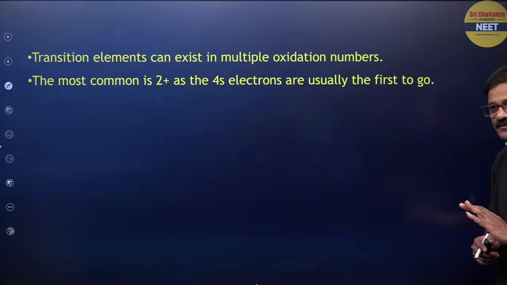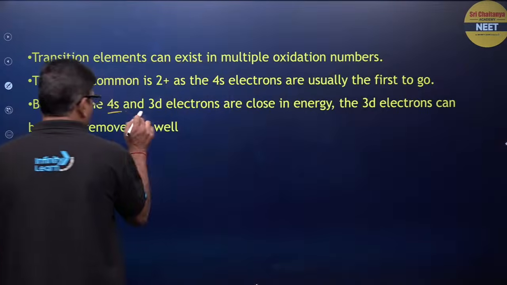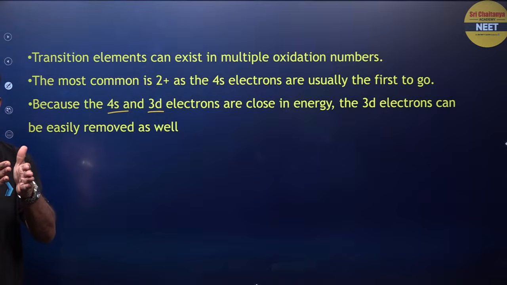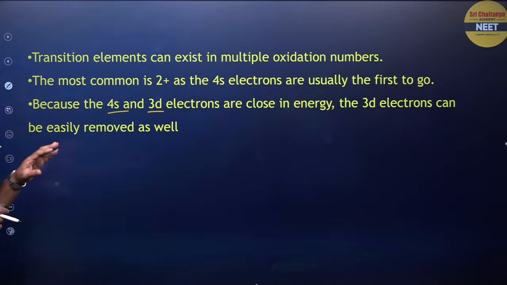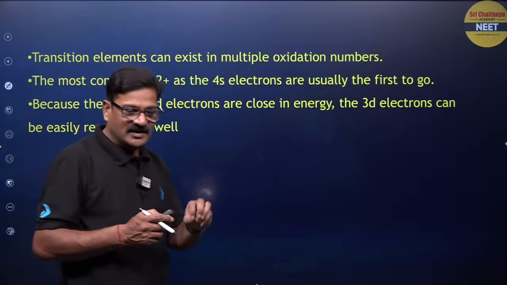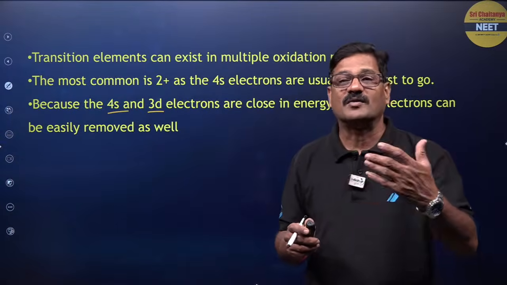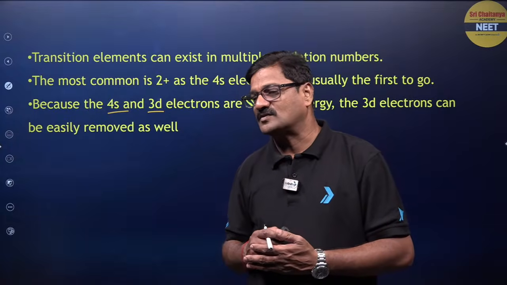Now the most common oxidation state is +2, as the 4s electrons are usually the first to go. And because the 4s and the 3d, ns and (n-1)d electrons are almost close in energy, electrons can move here and here. So the 3d electrons can be easily moved as well. When 3d electrons participate in bonding, multiple oxidation states become possible. Scandium and zinc have the least oxidation states.